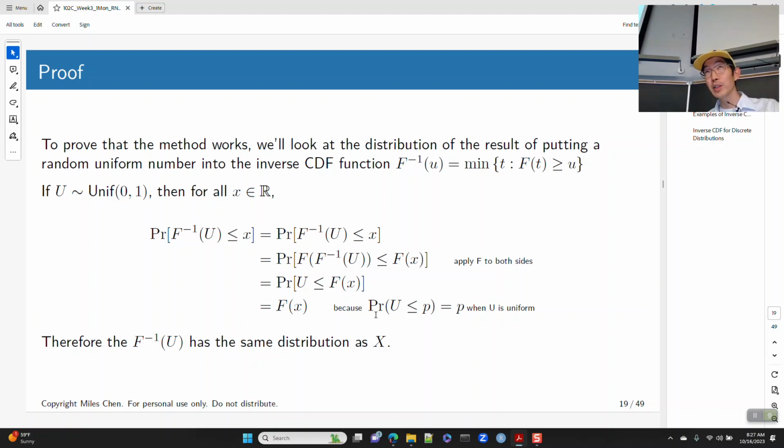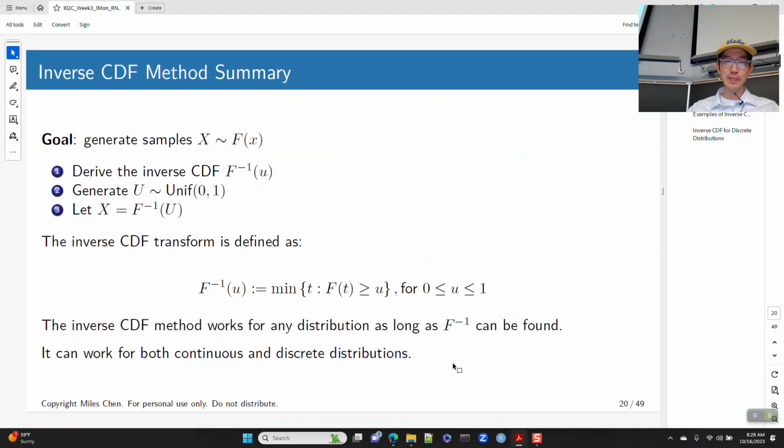Because the probability that a random uniform value is less than any quantity P is going to equal P, right? So the probability that U is less than or equal to big F of X is just going to be big F of X, and therefore the probability that the inverse CDF of U is less than or equal to X is F of X. So that's just to say that the inverse CDF of U has the same distribution as X.